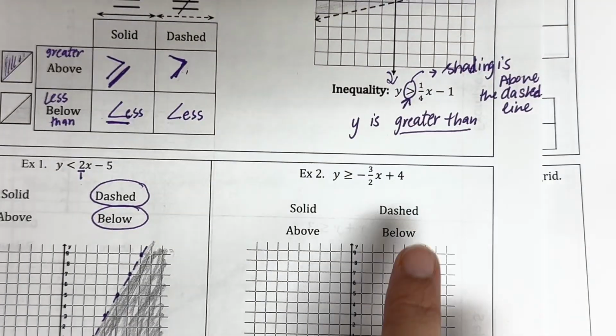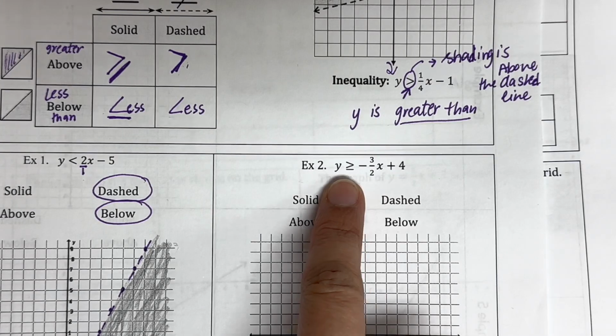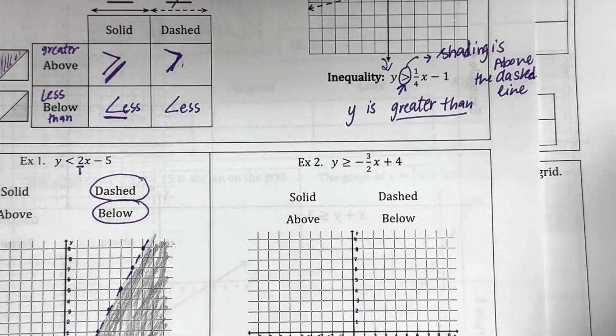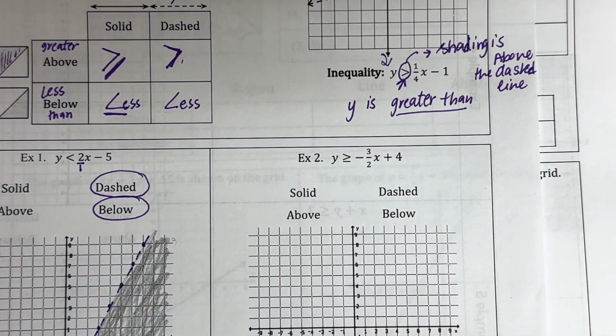All right, you should be able to draw this line. It's a greater than symbol, so above and solid line. So use the calculator or draw the line by hand, and I will check it.